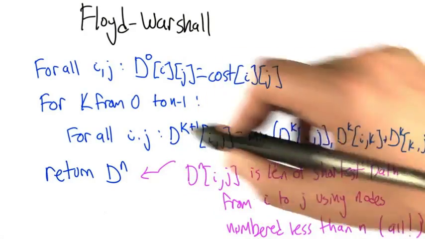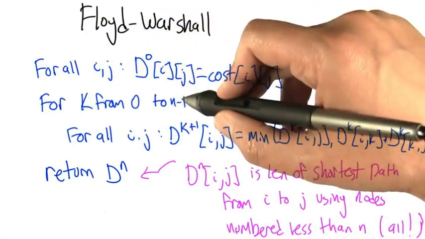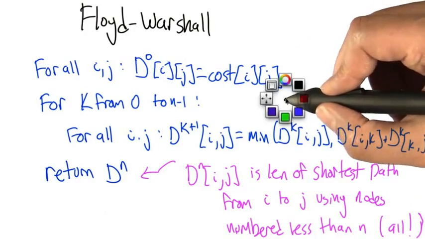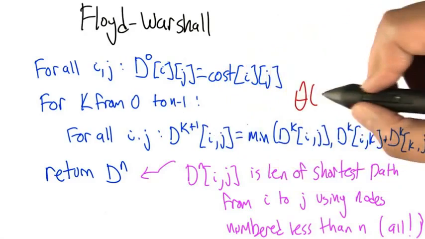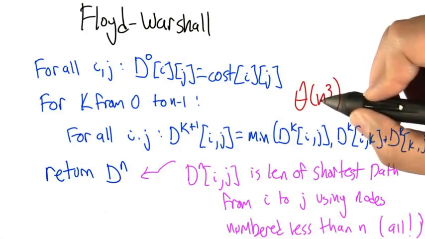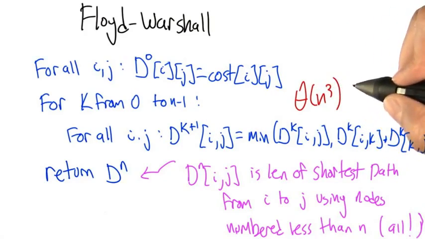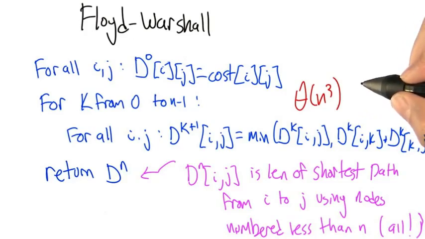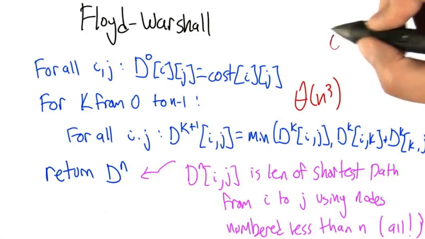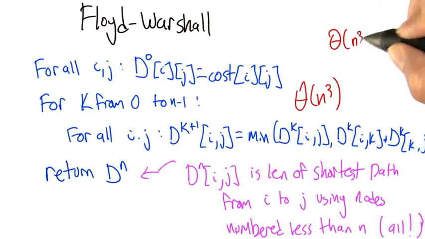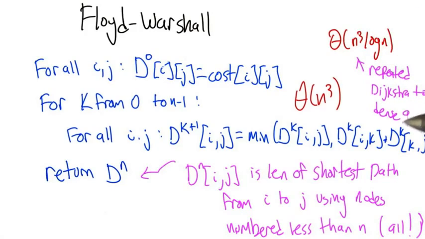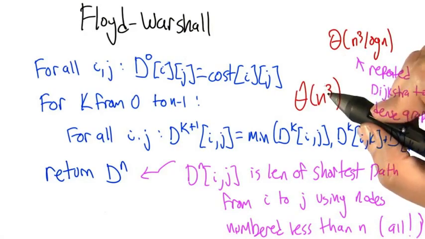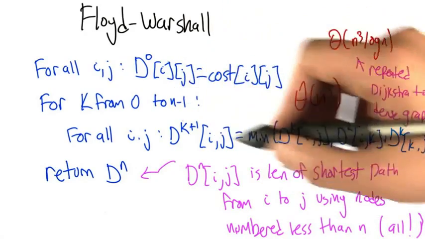So that's pretty cool. And if you think about what's going on here, this initialization step runs over all pairs of nodes, so that's n squared. This loop runs over all pairs of nodes, n squared, but it does this for each value from 0 to n minus 1. So altogether, we're talking about n times n squared, or n cubed. This is better than the n cubed log n we get by applying repeated Dijkstra to a dense graph. So for a dense graph, you're better off using Floyd-Warshall, n cubed, instead of n cubed log n.